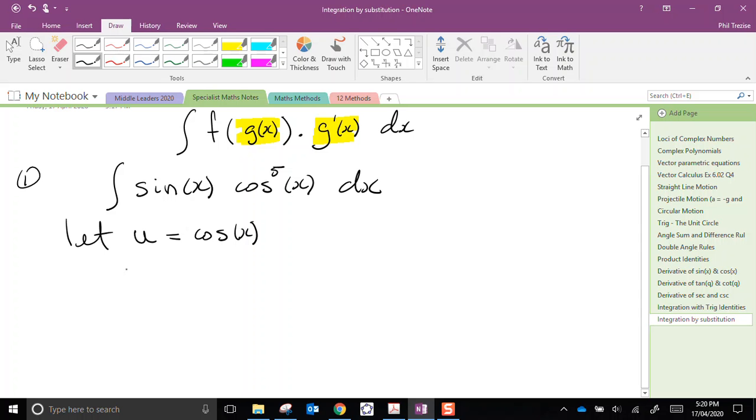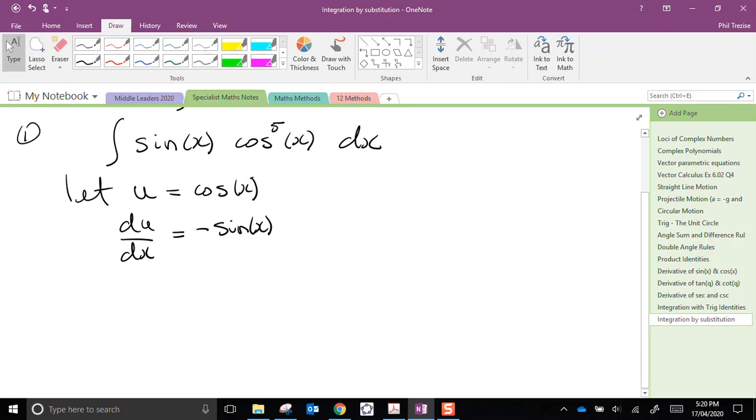So now what we do is we take the derivative du dx, and we know that that's negative sine of x, and we rearrange this until we have dx isolated. So du divided by negative sine of x gives dx. Now we're ready to substitute. We've got cosine x, which we'll substitute as u, and because we've changed our variable to u, we'll have to change our infinitesimal dx to this expression involving du. So let's see how that works.